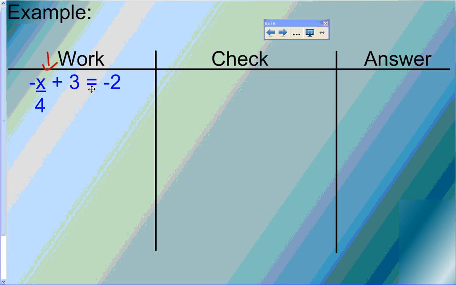Addition and subtraction again is always first, so opposite of plus 3 is minus 3. Plus 3 minus 3 is 0. I'm left with negative x over 4 equals negative 2 minus 3 is negative 5. So this is the part where I said I tried to trick you. I put the negative in front of the x. So it's divided by 4, so I know I need to multiply. But do I multiply by negative 4 or positive 4?